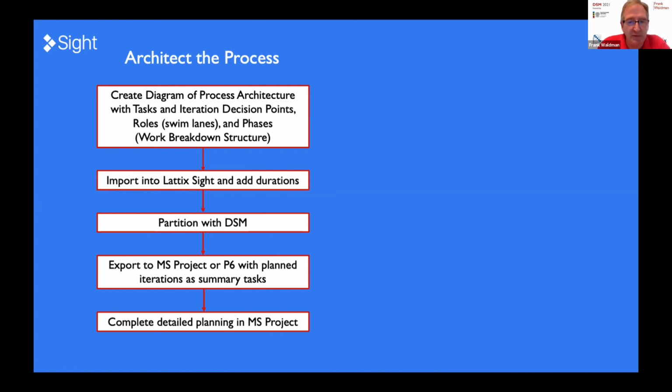So, we enable people to add the durations, and then we can create a DSM with different partitioning algorithms for as early as possible, as late as possible, and so forth. And then once you have that, you export the project to Microsoft Project or P6, so that the planned iterations are summary tasks that are now decision points in the project, and then you do your normal Microsoft Project planning with all the great tools that Microsoft offers for executing a project.